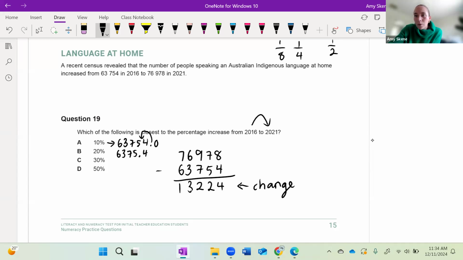I'm trying to read that number. Whoops. 6,375.4. So my change, I'm looking at this is 10%. My change is higher than that, much higher than that. And so if I think about what 20% will be, that will be double the 10%. So doubling this number, timesing by 2, would give us 20% of that.